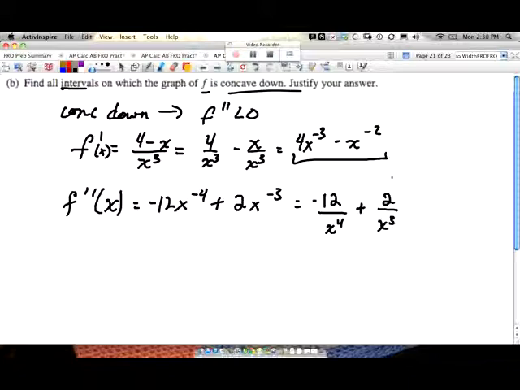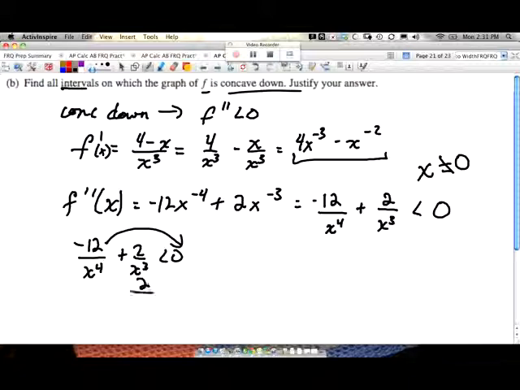Remember, x cannot equal 0. So that's kind of helpful. And this would be concave down, you know, at times when it would change concavity. So let's do this. Let's set it less than or equal to 0. So negative 12 over x to the 4th plus 2 over x cubed has to be less than 0. Solve it. Move this over. 2 over x cubed is less than 12 over x to the 4th.